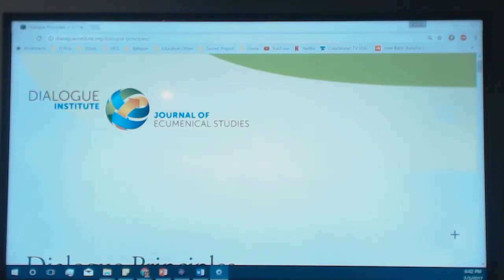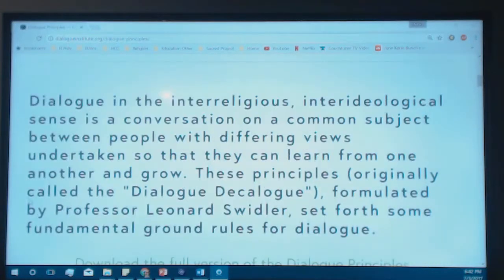So the Dialogue Decalogue is written by Leonard Swidler, and he actually wrote it in 1983 and revised it in 1984. The version that you see on the Section 1 information page is the version that lists them as 10 commandments and first appeared in the Journal of Ecumenical Studies. The version that we are using in this video is from the website dialogueinstitute.org and is specifically the dialogue principles.